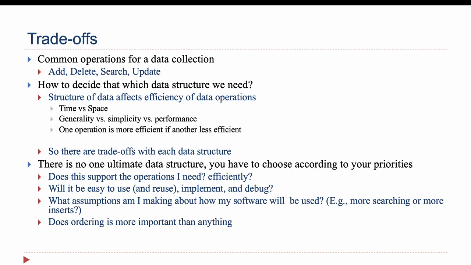In conclusion, data structure is an essential concept in computer science, and choosing the right data structure is crucial for the efficiency and effectiveness of data operations. By understanding the common operations and trade-offs with each data structure, we can make informed decisions and choose the data structure that best suits our requirements. Stay tuned for more exciting topics in this data structure and algorithm course.